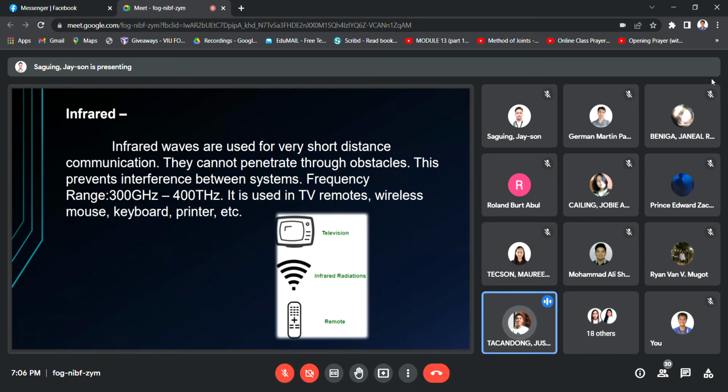Examples of infrared are cordless systems and night vision systems. Infrared waves are used for very short distance communication. They cannot penetrate through obstacles. This prevents interference between systems. So the frequency range is from 300 gigahertz to 400 terahertz. It is used in TV remotes, wireless mouse, keyboard, printer, etc.